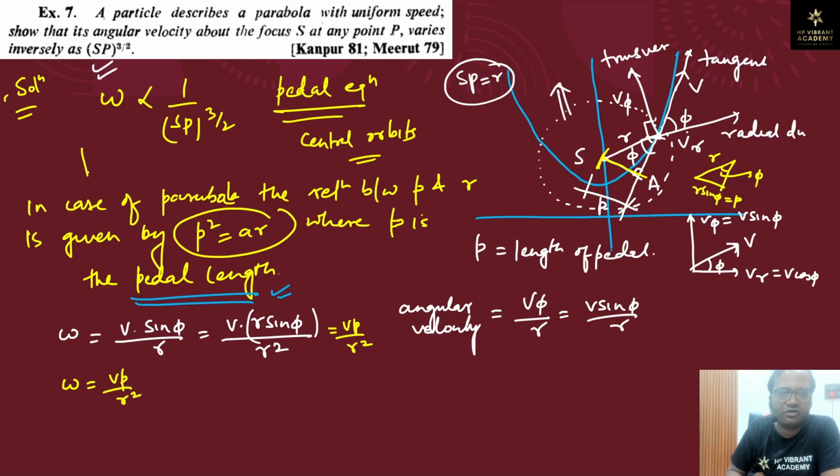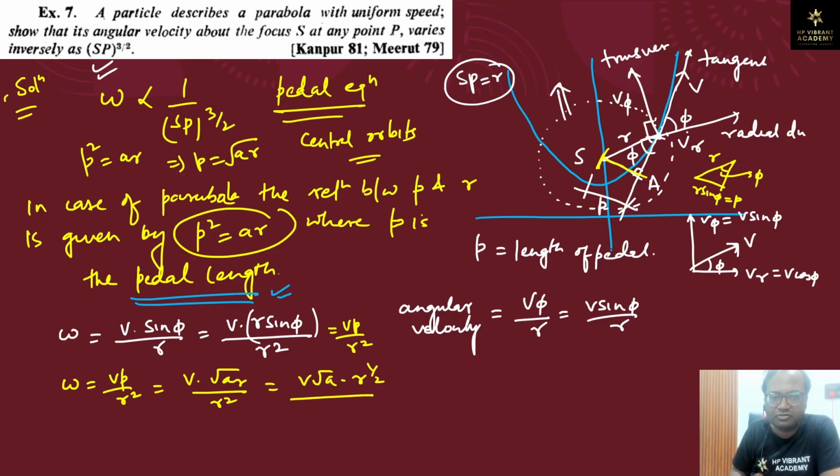And we have small p square is equal to AR. This means p is equal to root under AR. So let us put it here: V into root under AR upon r square. So this is equal to V root under A into R to the power 1 upon 2 upon r square. This is V root under A upon R to the power 3 upon 2. So the angular velocity is proportional to 1 upon R to the power 3 upon 2.